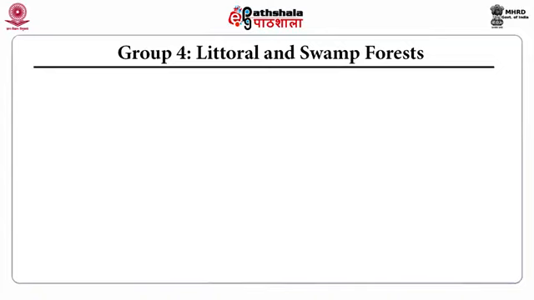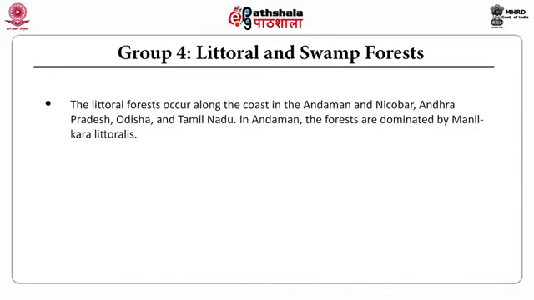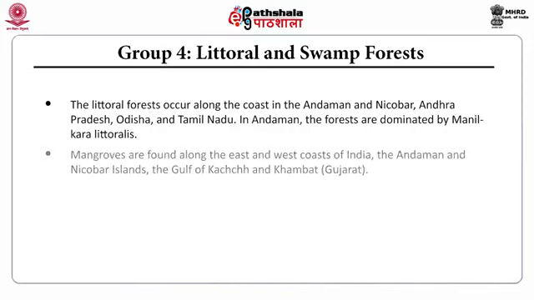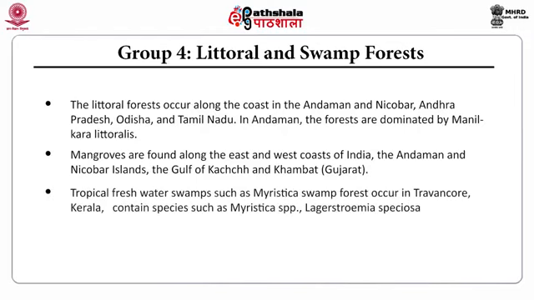Group 4 is represented by the littoral and swamp forests in India. They occur along the coast in the Andaman and Nicobar, Andhra Pradesh, Odisha, Tamil Nadu. In Andaman, the forests are dominated by Manilkara littoralis. Mangroves are found along the east and west coast of India, the Andaman and Nicobar Islands, the Gulf of Kutch and Khambat in Gujarat. Tropical freshwater swamps such as Myristica swamp forests occur in Travancore, Kerala. Certain species such as Myristica species are present.